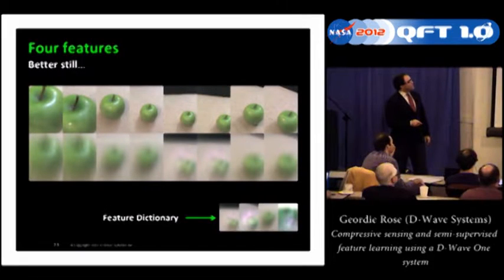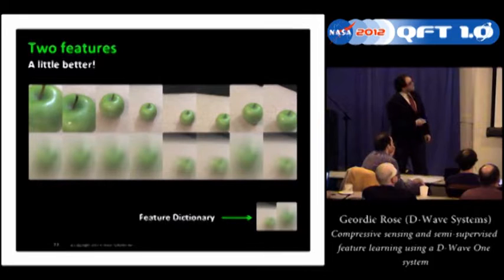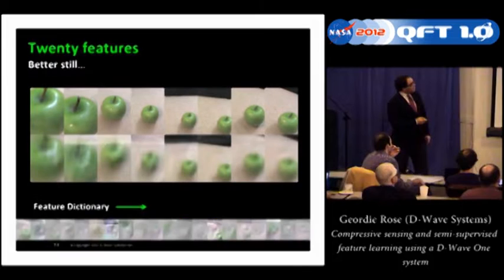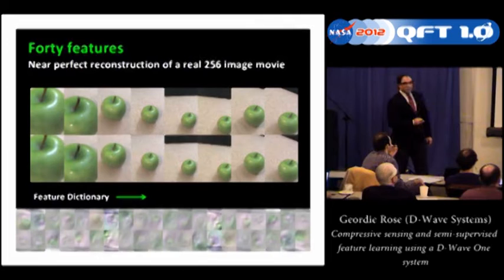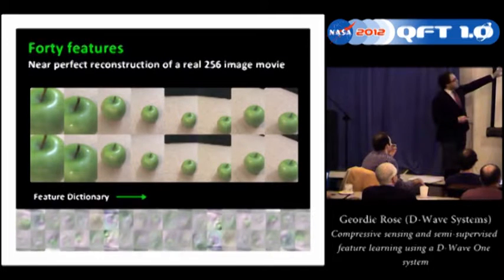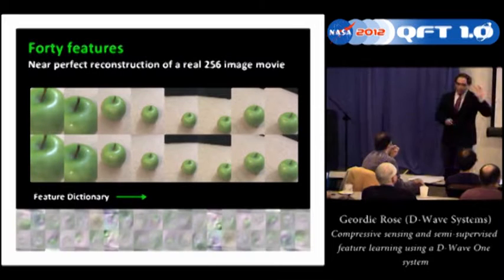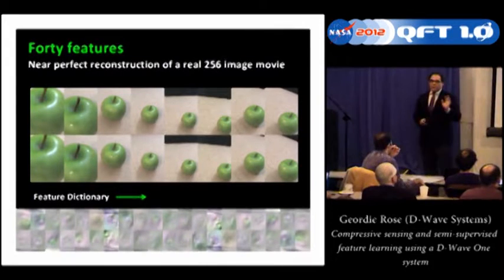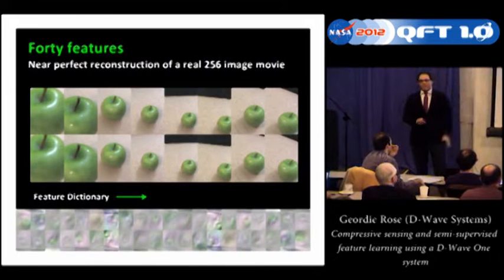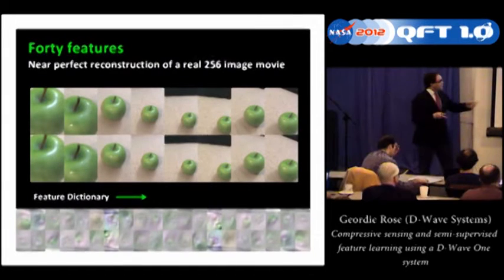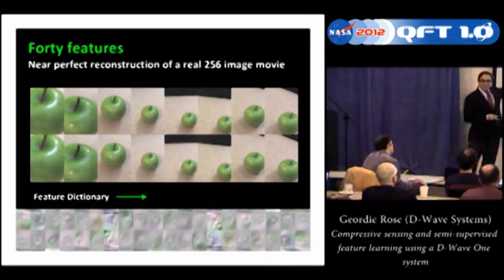4 gets a little bit better. So if I go back and forth, you see there's 2, there's 4. So it's got a little bit more contrast in the top part. Here's 20. That's a little bit better still. Here's 40. So with 40 basis images, that's these guys, I can with almost perfect reconstruction reconstruct this 256 image movie. So we've taken 256 images and compressed them down to 40, where every member of the 256 image set is a linear combination of these basis images. Okay?